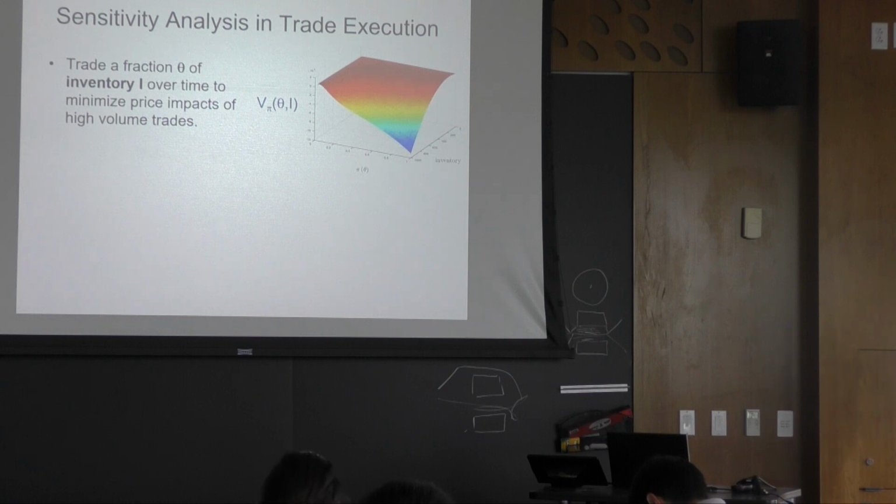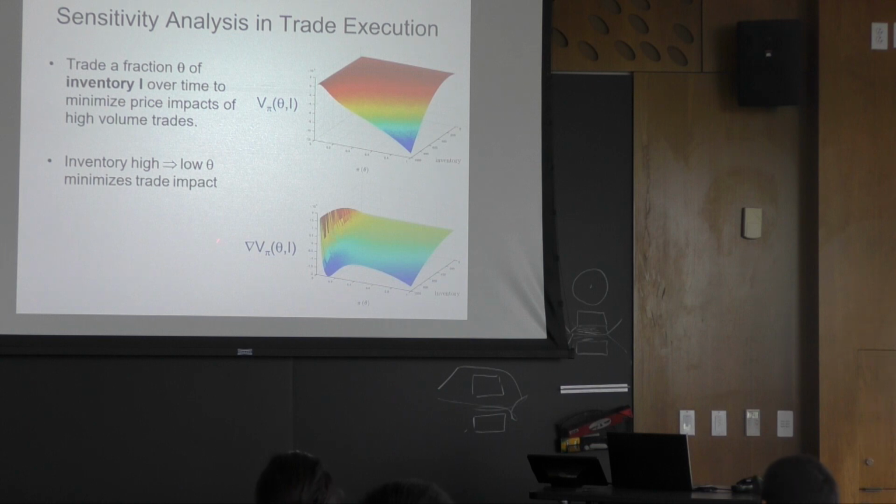Again, if I solve for the value function as a function of the trading fraction theta and the inventory, I find basically for low inventory at this end, I should just trade everything, right? It doesn't really impact my value. But for high inventory, if I do high trading fractions, they're really going to impact the price. So I really want to have a much lower trading fraction.